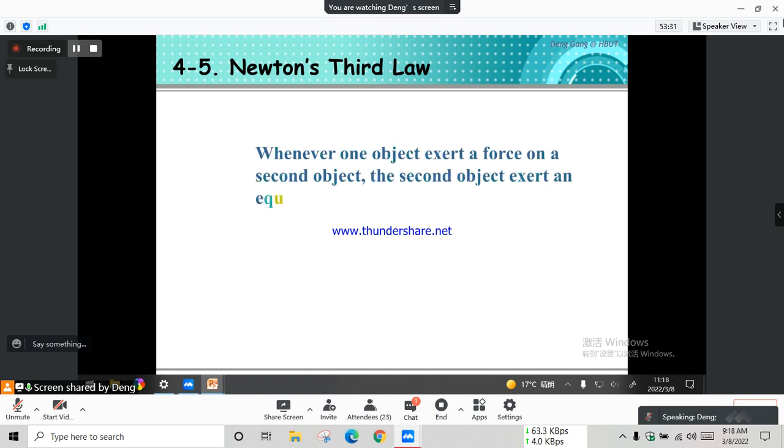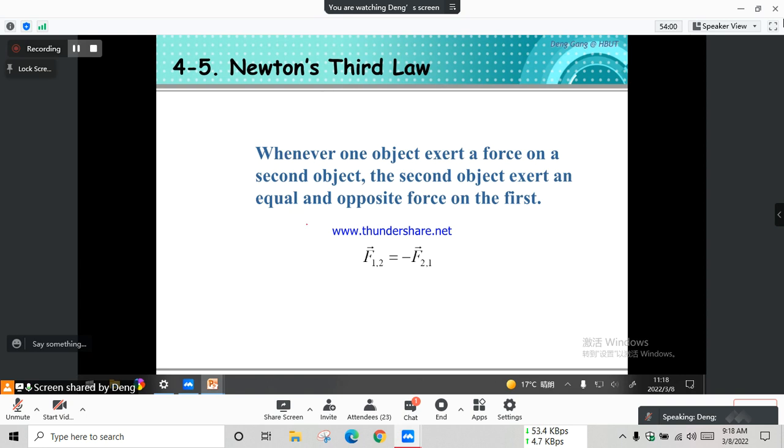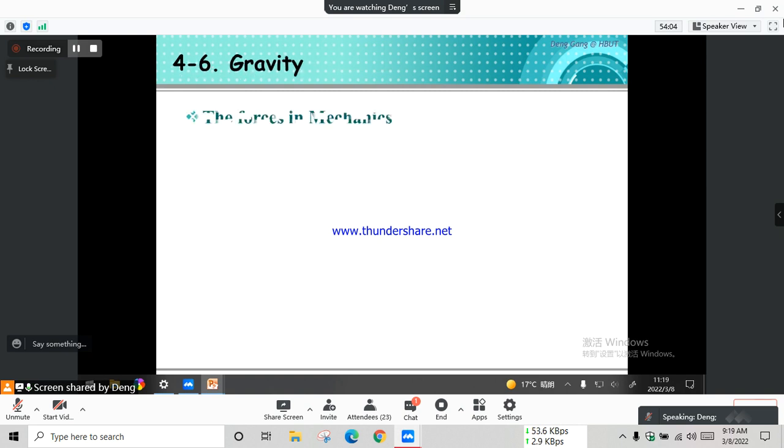And the third law, which maybe most of you are familiar with, is that whenever one object exerts a force on a second one, the second object exerts an equal and opposite force on the first. So if we use an equation, F12 is equal to minus F21, which means in the opposite direction. This one is very simple, and you all know this, so we will not focus on it.